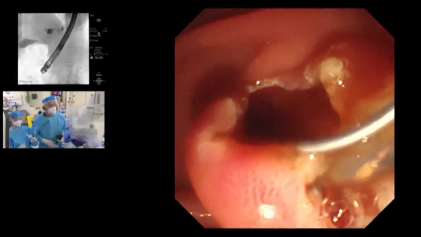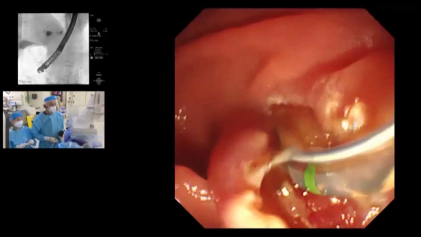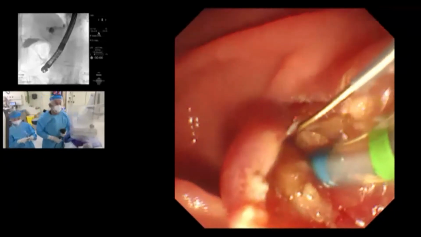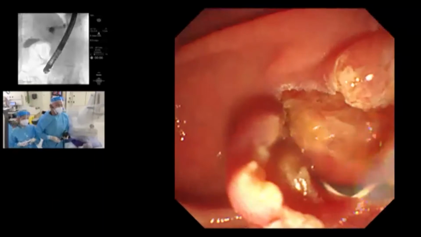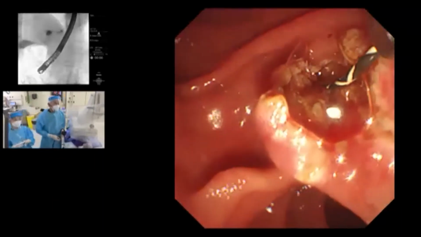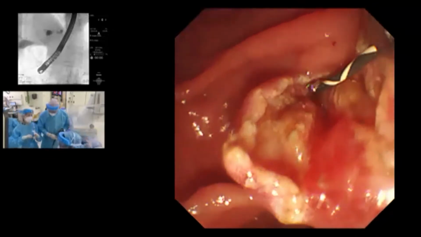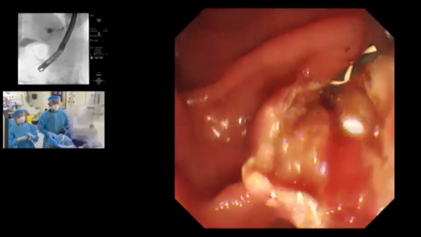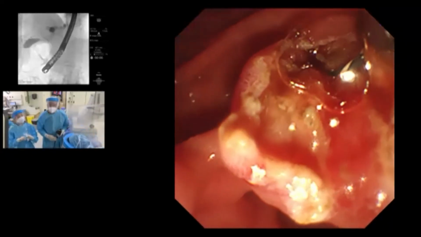So I'm going to plan to insert a spyglass so we can take a look. Okay, I'm going to leave the wire in situ. So this duct is not so dilated, so I think it's better for us to leave a wire here. We can always do freehand cannulation. But if the duct is not so dilated, maybe it would be easier to insert over a guide wire.